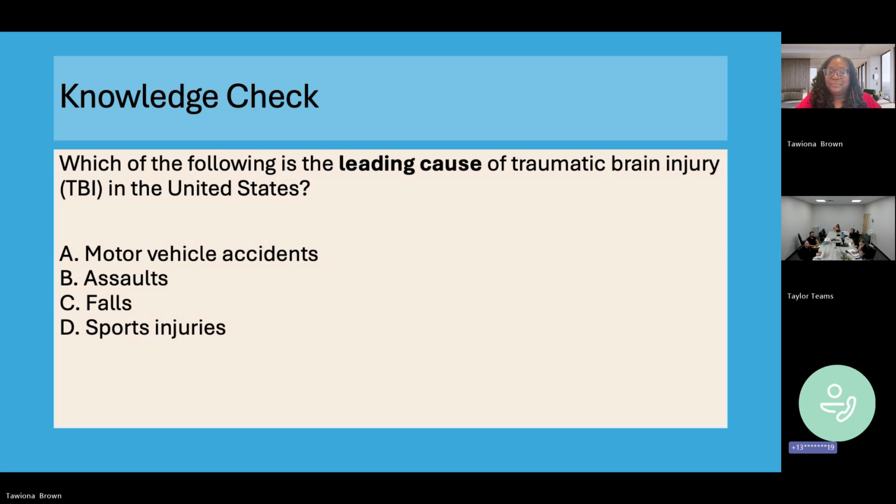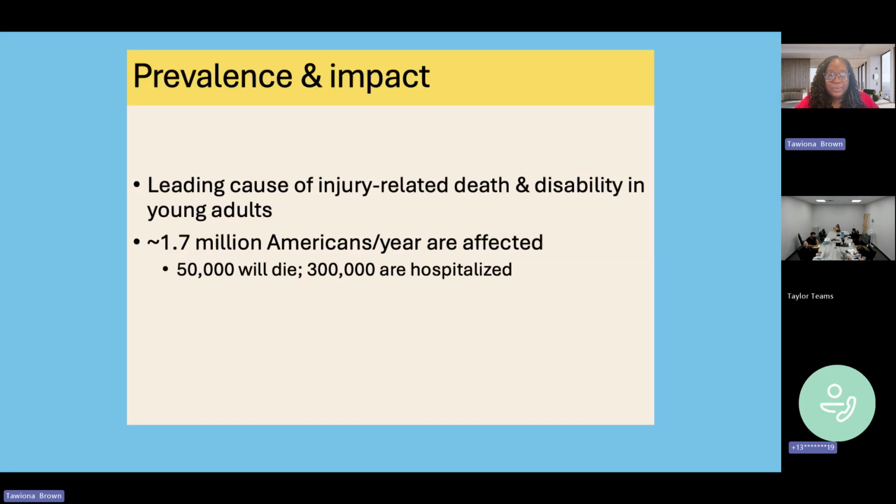Sports injuries? You would think so, right? It's not sports injuries. Motor vehicle accidents? Those happen every day. Assaults happen every day, but the answer is falls. As far as the etiology, falls is the leading cause of someone having some type of brain injury, whether or not it's a concussion, whether or not it's considered a mild, moderate, or severe brain injury. Those are normally going to be the leading cause, falls, okay?